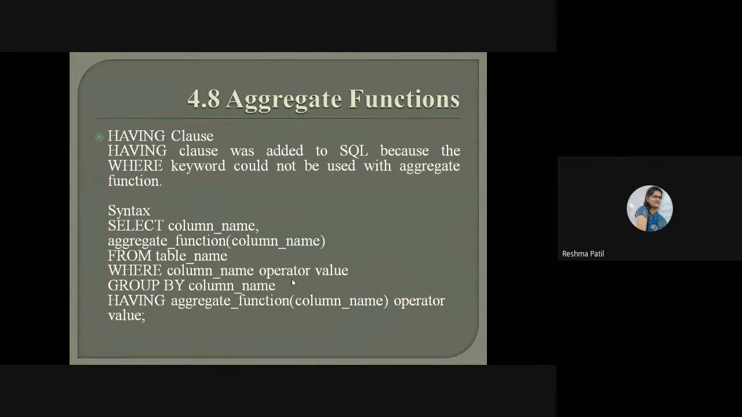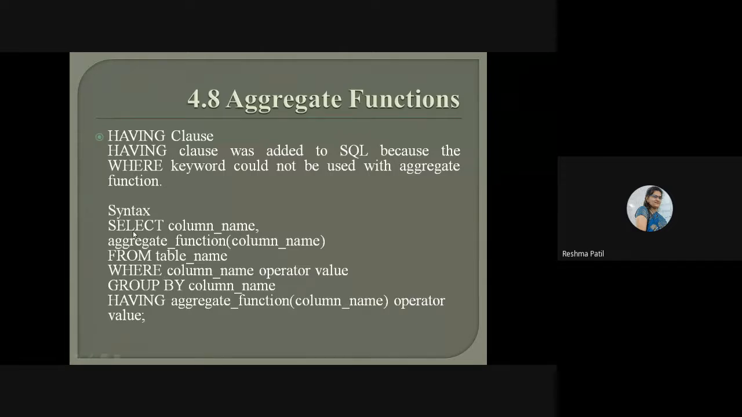Now next is the HAVING statement. The HAVING clause was added to SQL because the WHERE keyword could not be used with the aggregate function. With this type of function, we cannot use the WHERE clause. So at that time, we can use the HAVING clause. If we are using an aggregate function, that time we can use the HAVING clause instead of the WHERE statement.